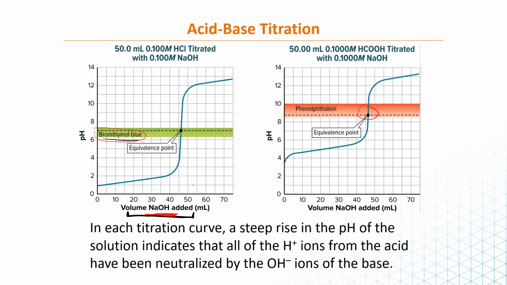Okay, so in each titration curve, a steep rise in the pH of the solution indicates that all H plus from the acid has been neutralized by OH minus. This is steep. So steep, this is steep. This region means that all the H plus has reacted with the OH minus that I added.